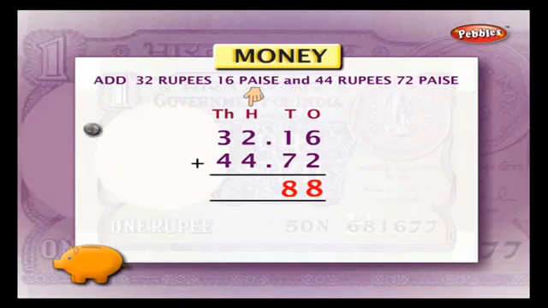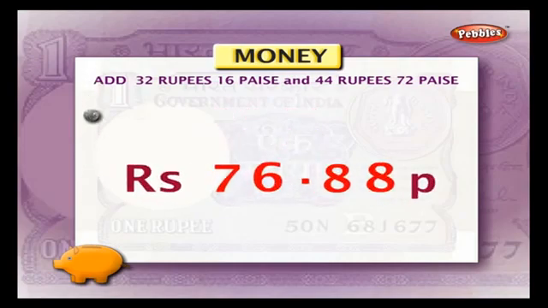Add hundreds column. 2 plus 4 is equal to 6. Write 6 below the hundreds column. Add thousands column. 3 plus 4 is equal to 7. Write 7 below the thousands column. Now place the dot in the answer below the dot column. We get 76.88, that is 76 rupees and 88 paise only.